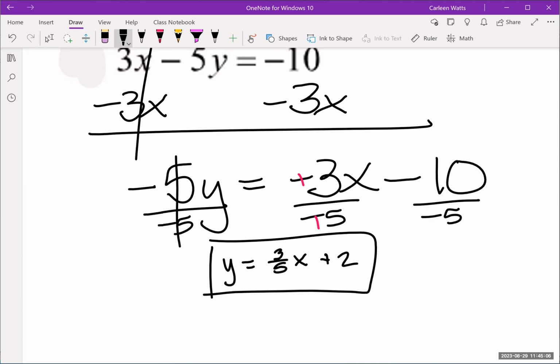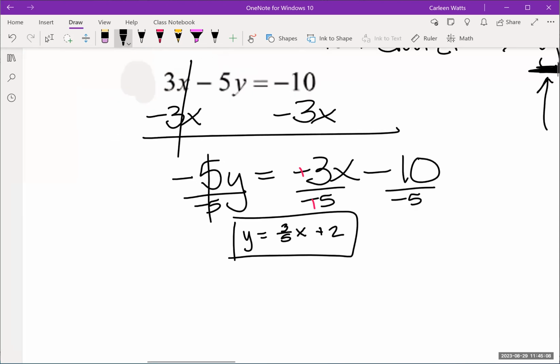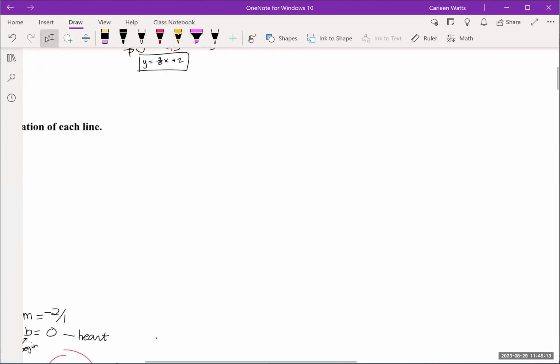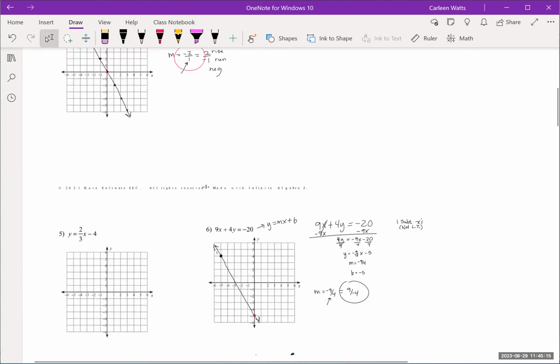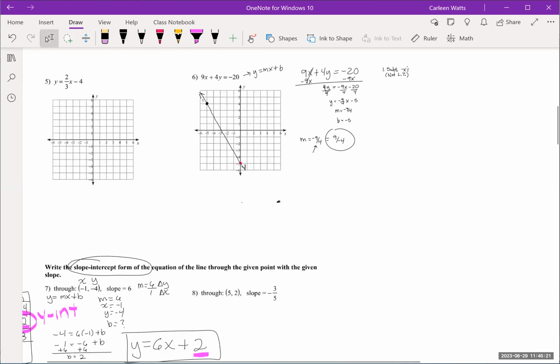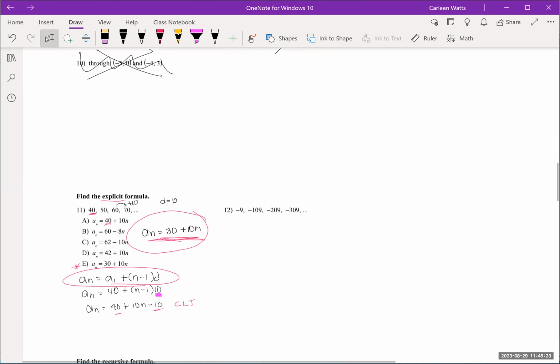Okay, what else did I skip? Oh, by the way, fraction, not decimal. You guys can do number 5, right? You can graph that. Okay, should we do number 12? Yes.